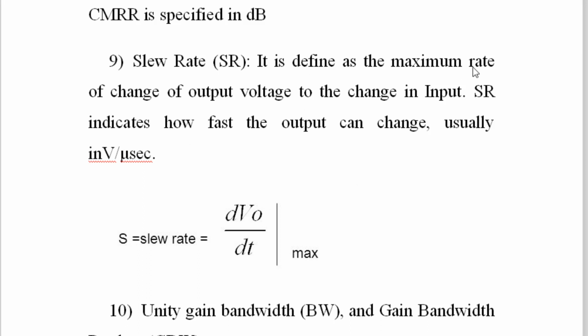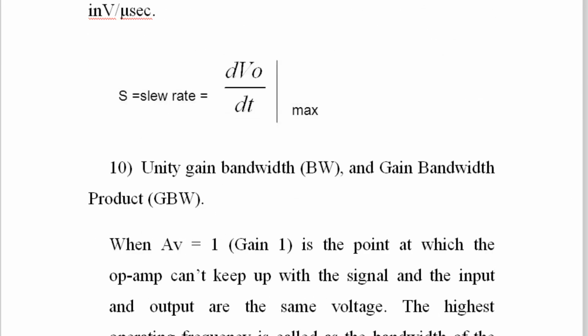It is defined as the maximum rate of change of output voltage with respect to the change in input. Slew rate indicates how fast the output can change. Usually it is expressed in volts per microsecond, so output is in volt and the time relationship is in microsecond. So slew rate SR is equal to dV out by dt, the maximum rate of change of output voltage. So that is called your slew rate.